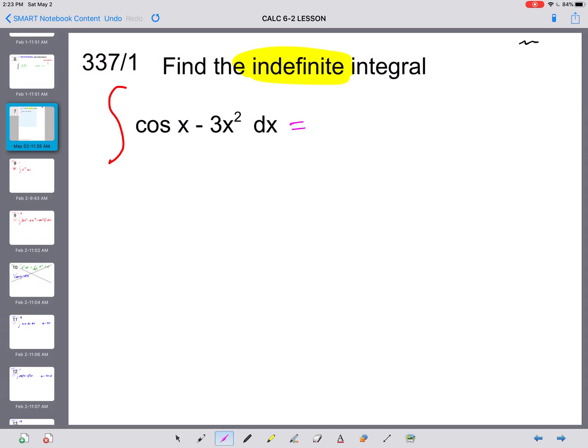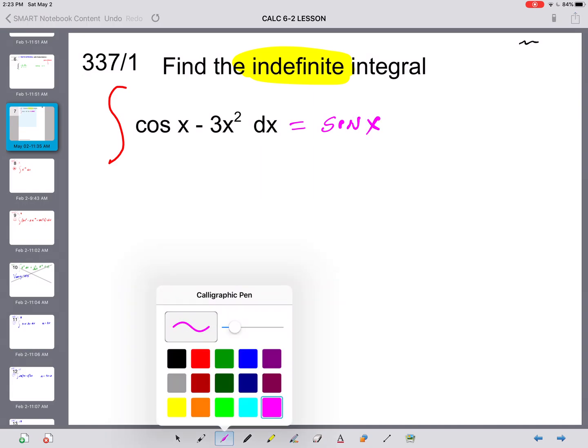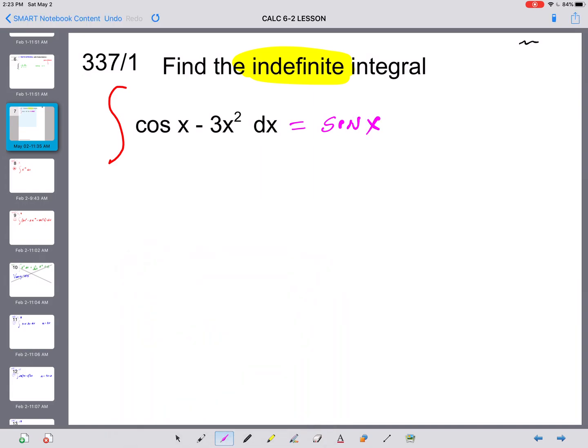What's the antiderivative of cosine of x? What function, when you take its derivative, you just get cosine of x? Yeah, that's sine of x. Okay, good. How about this one? What's the antiderivative of negative 3x squared? I know it's going to be one power higher. Yeah, there it is.